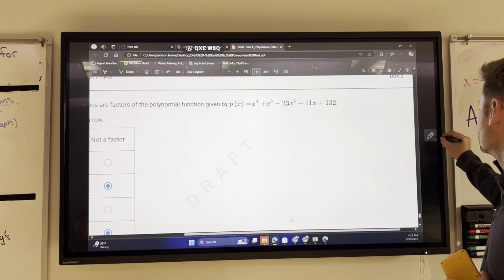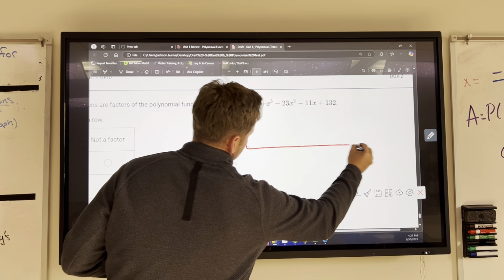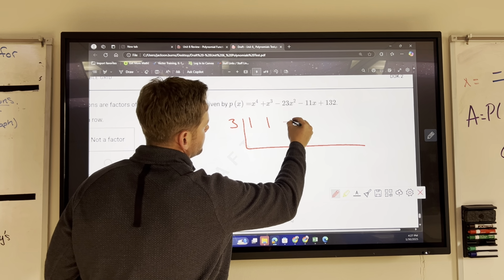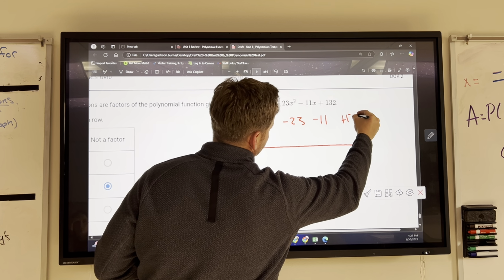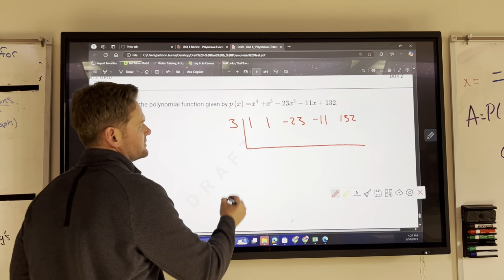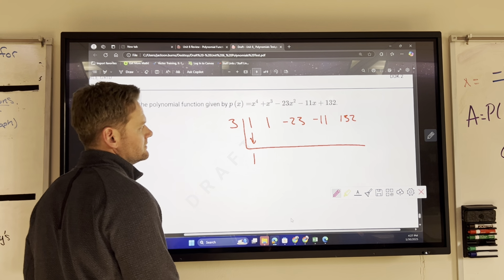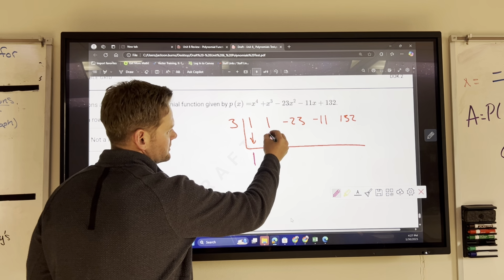All right. So the first one is x minus 3, which is going to give me a positive 3 out here. I'll have a 1, a negative 23, negative 11, and a positive 132. I didn't need to do a positive 132. Bring your 1 down first. All right, so I get 1 here. Next, 3 times 1 is 3.